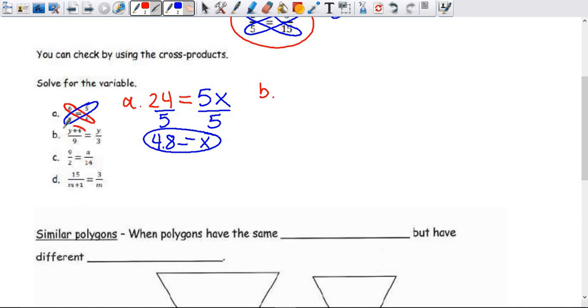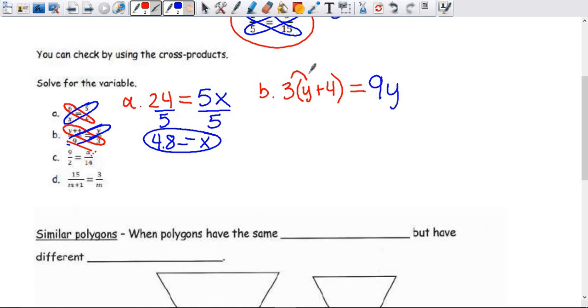All right, let's try B. So B, when we cross multiply here, this first wing of this butterfly, if you remember it like that, you have 3 being multiplied by the entire quantity of y plus 4. So we have to put those parentheses so that 3 is being multiplied by all of y plus 4, not just the y. Okay, and then your equal sign, and then you have 9 times y. So we can just write 9y.